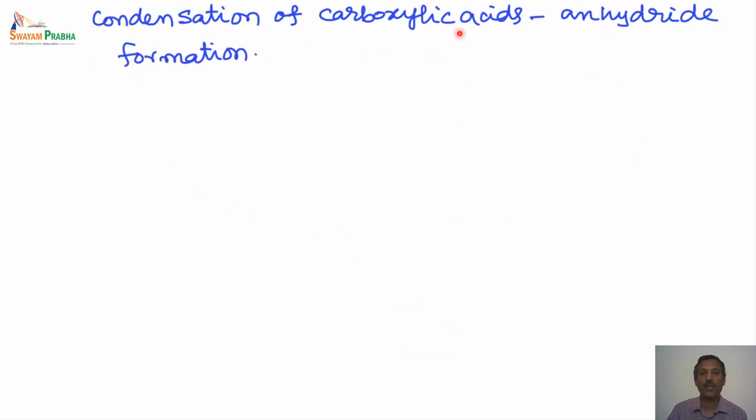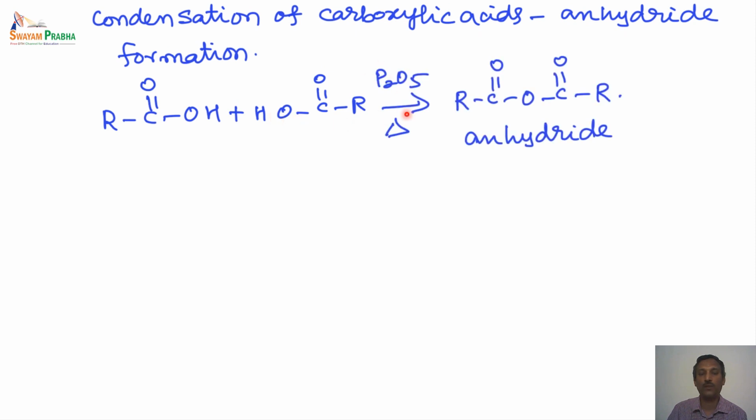Now the condensation of carboxylic acid to give anhydride. So two molecules of carboxylic acid can combine together in the presence of a dehydrating agent, especially P2O5 on heating, to produce anhydride. So simply what happens is one OH from one carboxylic acid unit and one hydrogen from the other both combine together by the loss of a water molecule to produce the anhydride.